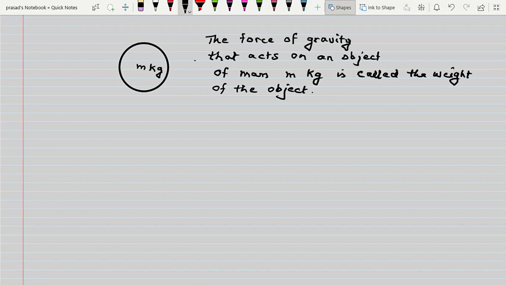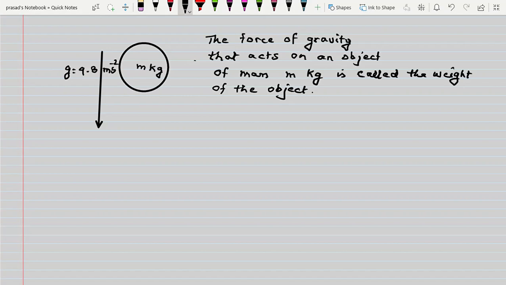Now, if you neglect the air resistance, then this object is going to accelerate downwards at a constant rate. And this rate is g, and that is equal to 9.8 meter per second square. And that is called the acceleration of free fall. So if you neglect the air resistance, any object will accelerate downwards at the same rate, and that is 9.8 meter per second square, which is called the acceleration due to gravity or acceleration of free fall.